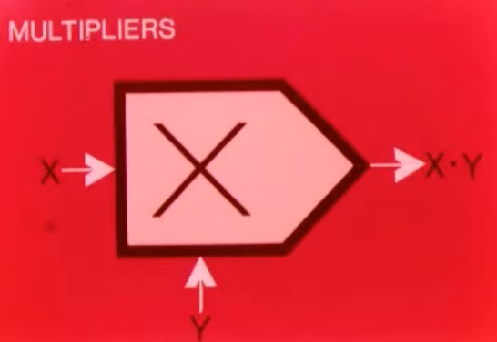Multipliers are used to multiply two variables. Multipliers operate instantaneously and continuously. That is, as soon as one or both of the inputs changes, the new product will simultaneously appear at the output, x times y. Analog multiplier elements may also perform division, squaring, and square root operations.